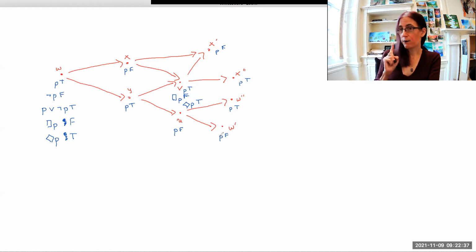But what about here, here, here, and here? What happens to necessity here? All of these are what are called dead ends. So they don't see anything.